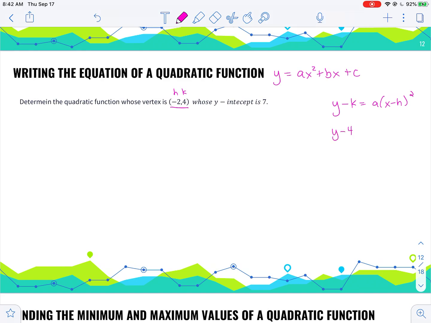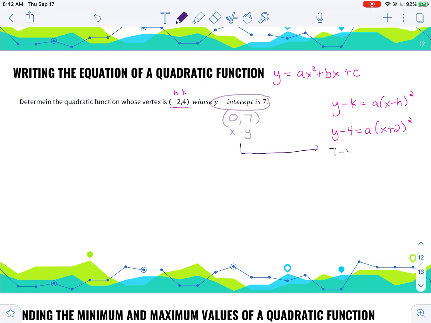So if the vertex is (-2, 4), then that's going to give us an h and a k. So this is going to be y minus 4 equals a times x plus 2 squared. So the only thing left to find is a. But they're giving me a y-intercept. So if they're giving me the y-intercept, they're giving me a point. That's the point when x is 0 and y is 7. So this is an x and a y.